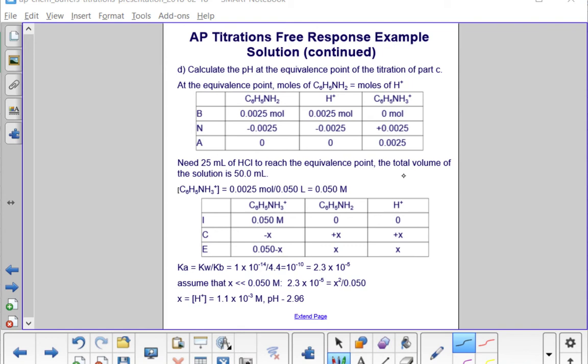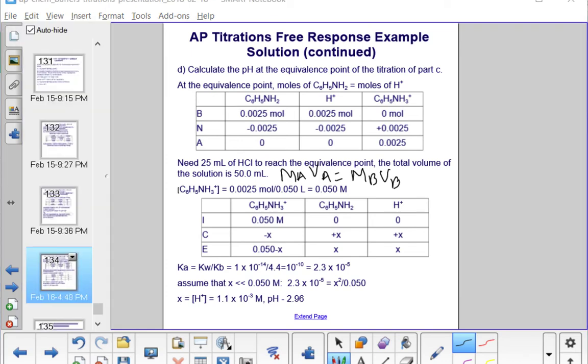And how do we find that out? Just remember that MA VA equals MB VB. The concentration of both the acid and the base was 0.1 molar. We started with a volume of the aniline of 25 milliliters, which means we need a volume of acid also equal to 25 milliliters. That brings the total volume of the solution to 50 milliliters.